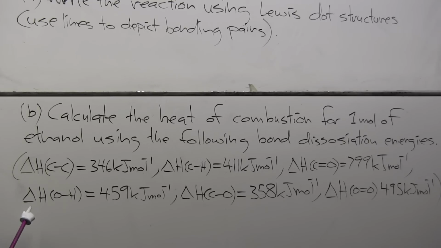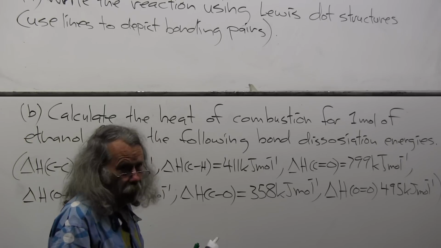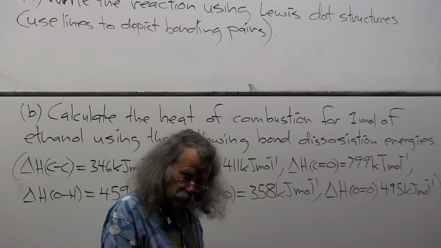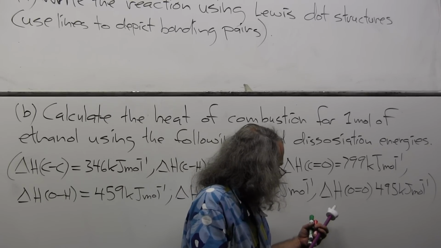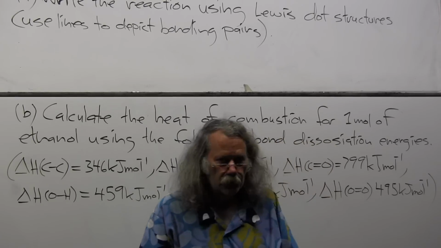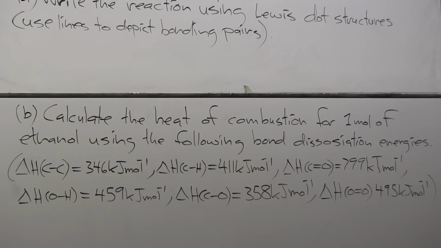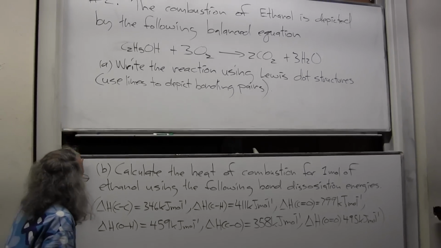The enthalpy, or delta H, of dissociation of an oxygen-hydrogen bond is 459 kilojoules per mole. And the enthalpy of dissociation, sorry, of a carbon-oxygen single bond is 358 kilojoules per mole. And lastly, the enthalpy of dissociation for an oxygen-oxygen double bond is 495 kilojoules per mole. So this is enough provided information to answer the question. And so we'll start with part A.